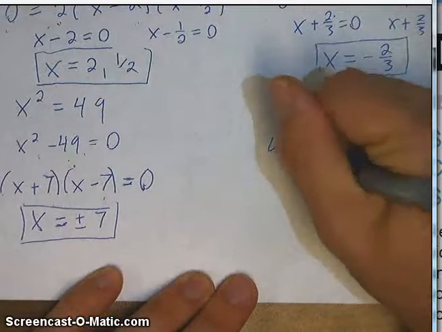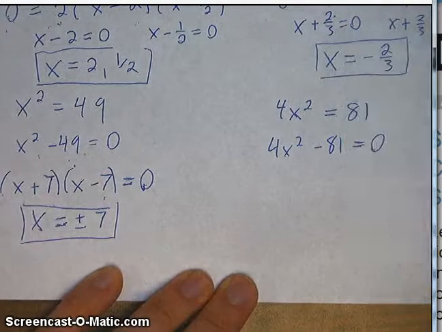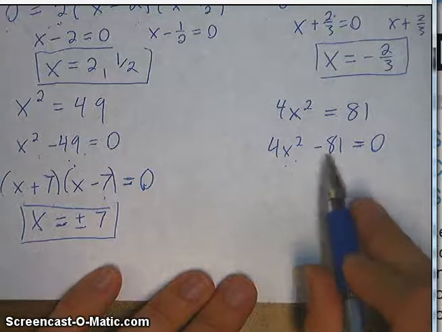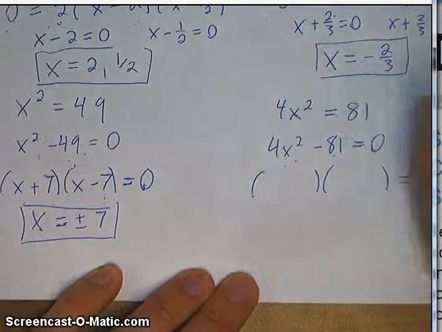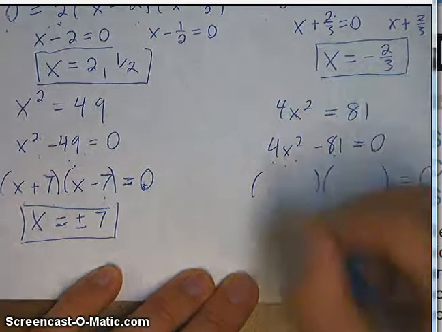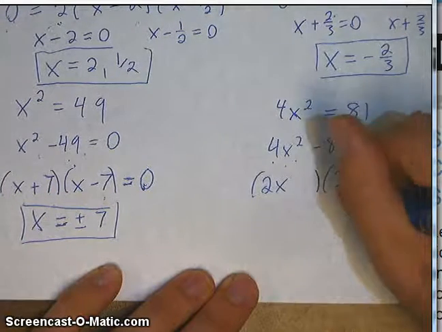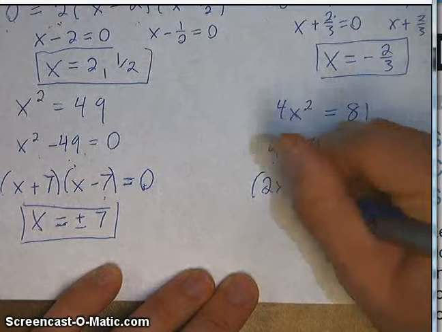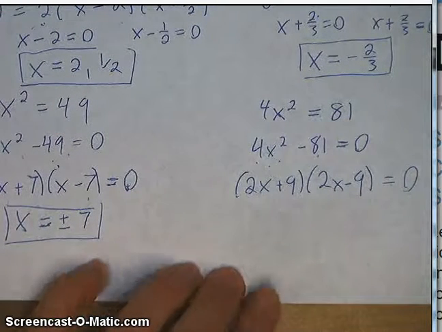We're going to make this 4x squared minus 81 equals 0. And 4 is a perfect square, x squared is a perfect square, 81 is a perfect square. So I'm going to recognize this as the difference of two squares. Square root of 4 is 2. Square root of x squared is x. Square root of 81 is 9. It's going to be (2x plus 9)(2x minus 9) equals 0.